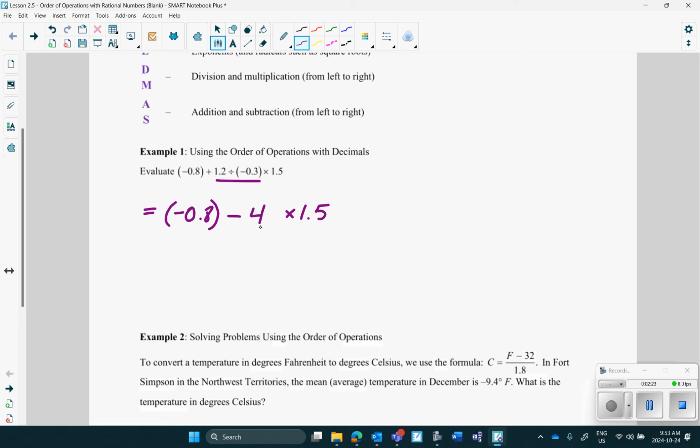Now what's the next thing I'm going to do? Multiply 4 times 1.5. So I'm not touching the negative 0.8 yet. I'm not touching the minus. I'm only doing the 4 times 1.5, which is 6. Now we've got one step left. And remember, watch your negatives. Don't get caught by doing 0.8 minus 6. It's negative 0.8 minus 6, which gives us negative 6.8.